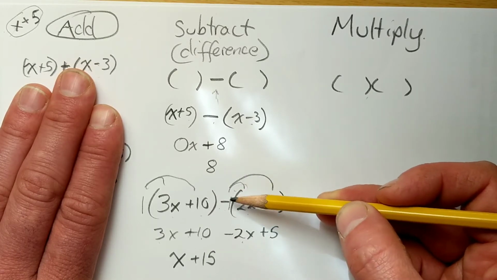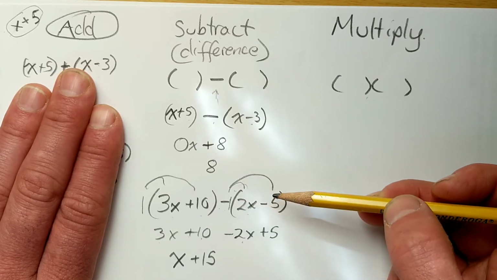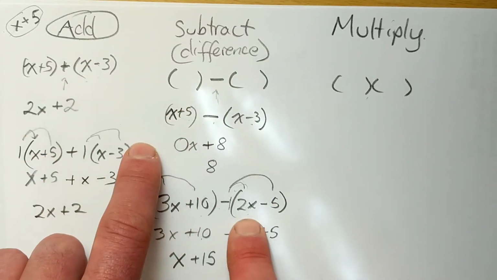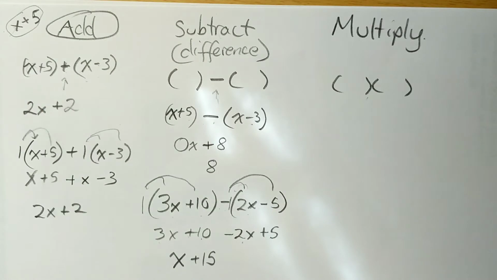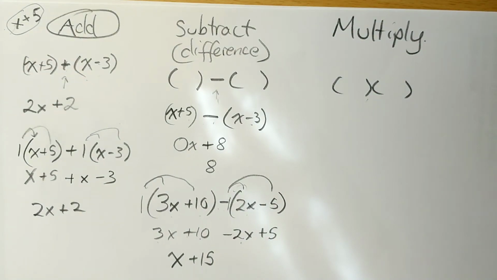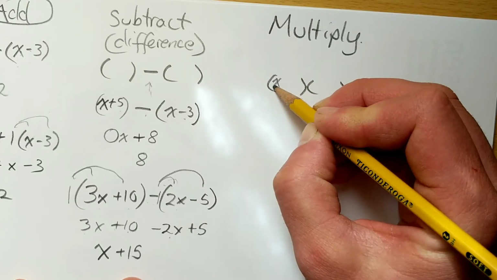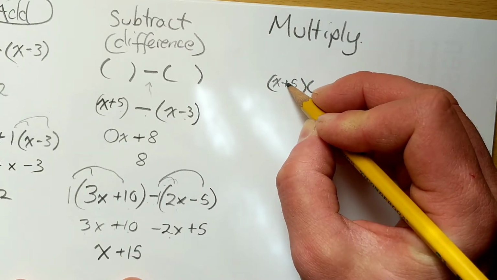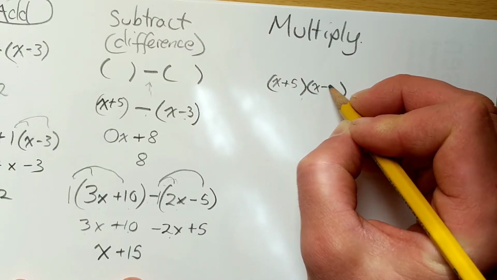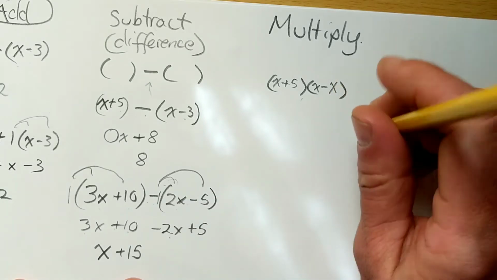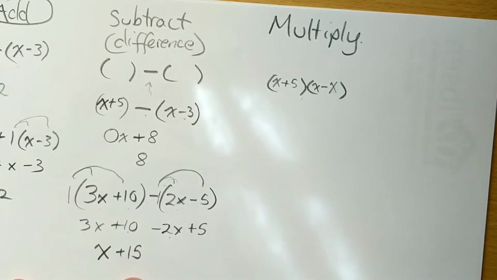In other words, you just have to be careful with this second group. You have to flip their signs or distribute a negative 1 or pay attention. Subtracting polynomials is a little bit more work than adding, but it's pretty much the same thing. Just make sure you can figure out what's going on with the second polynomial. Multiplying is the funnest. So let's do our original polynomials, x plus 5 and x minus 3.